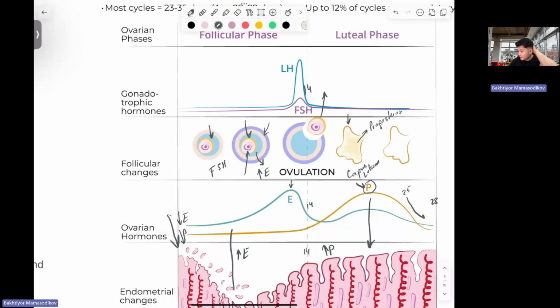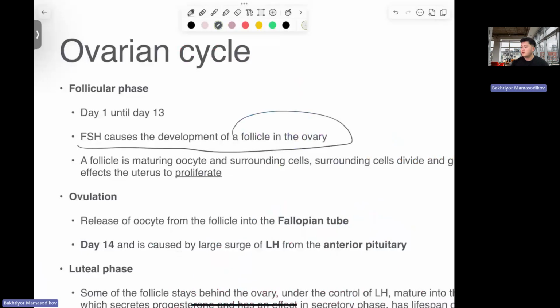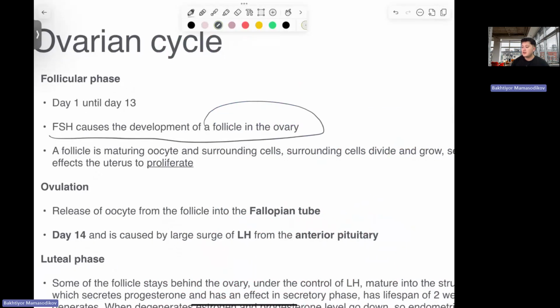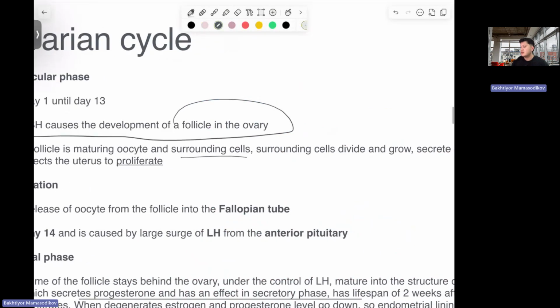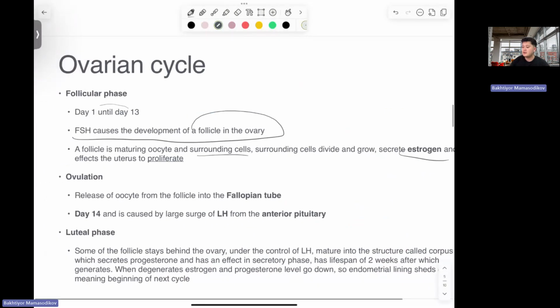In the ovarian cycle, FSH causes the development of the follicle in the ovary. A follicle is actually a maturing oocyte and surrounding cells. The surrounding cells divide and grow, and secrete estrogen. From day 1 until day 14, estrogen is released in large amounts. Why? Because of FSH. FSH stimulates the follicles, which are maturing oocytes. Those follicles then secrete estrogen. That's why from day 1 until day 13, the estrogen starts to increase.